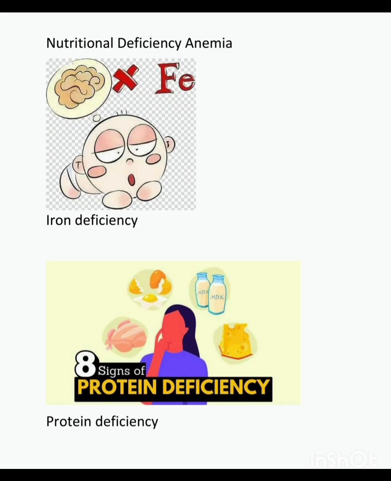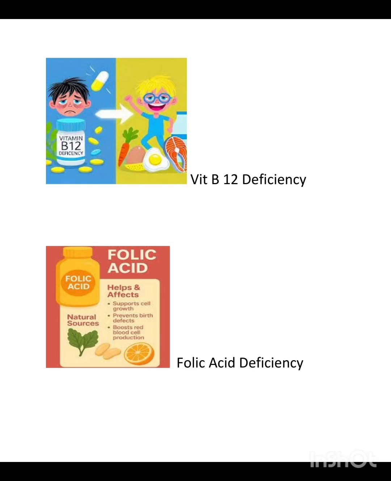The next classification is nutritional deficiency anemia. It develops when the body does not get enough essential nutrients needed to produce healthy red blood cells. These nutrients include iron, protein, vitamin B12, and folic acid.